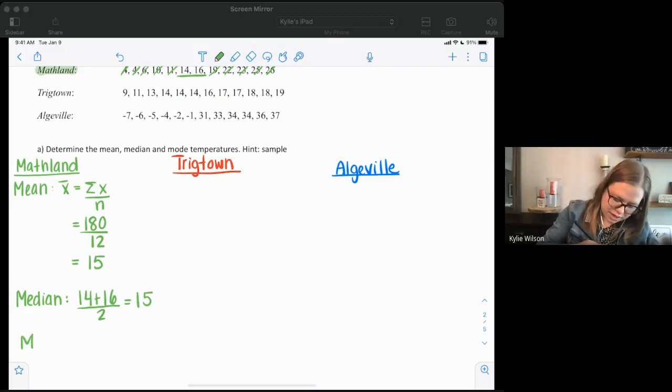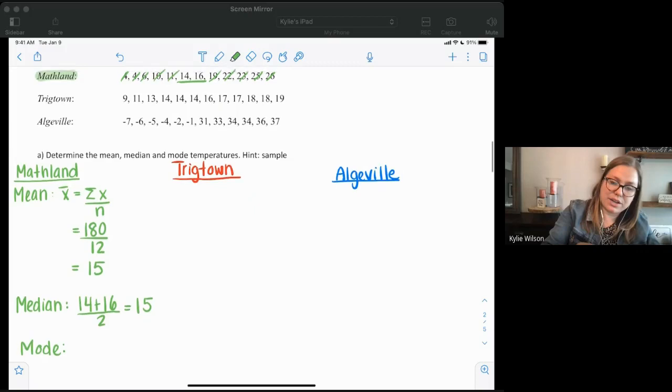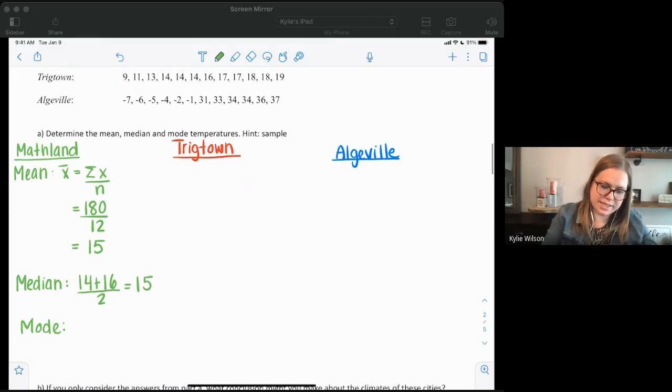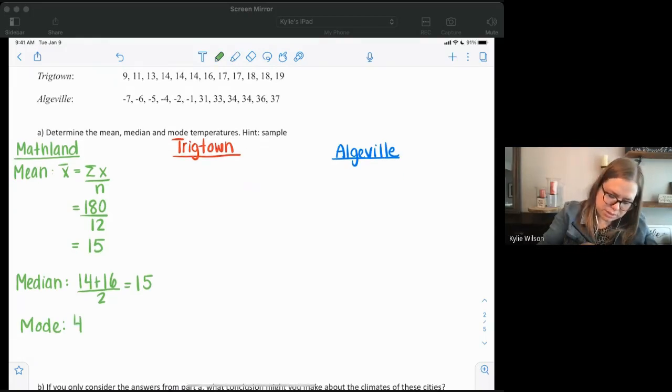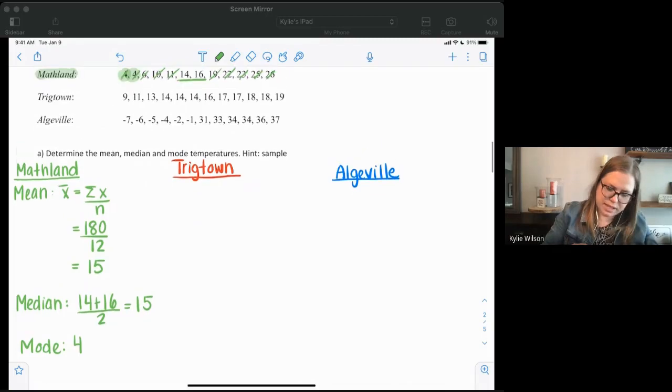Finally, our mode. The mode is the number that occurs the most. So if I look through the Mathland data, I have 2 4s, and that's the only one that is a double. So my mode is 4.